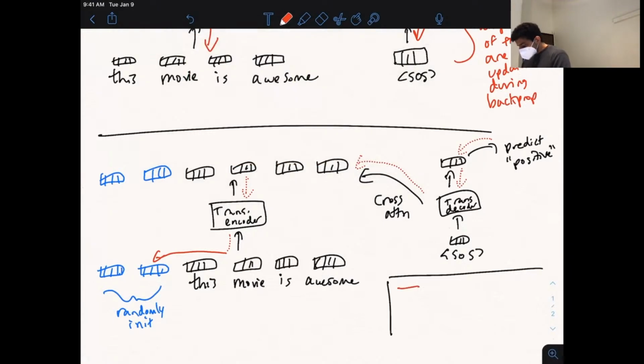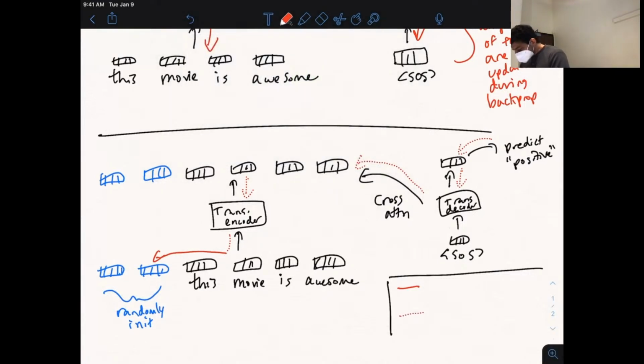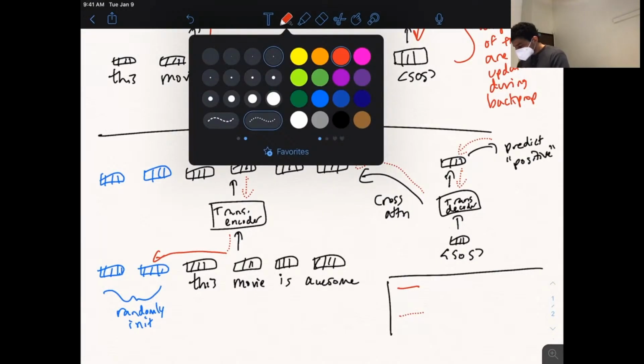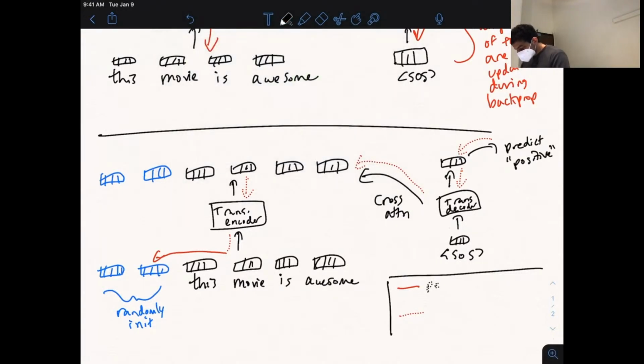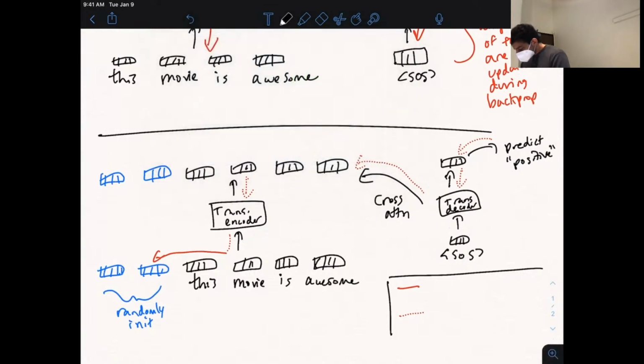So the solid line means that we're going to perform updates, and the dashed line means we're going to not perform updates. Here we're going to perform updates, and here we're going to have no updates, frozen.